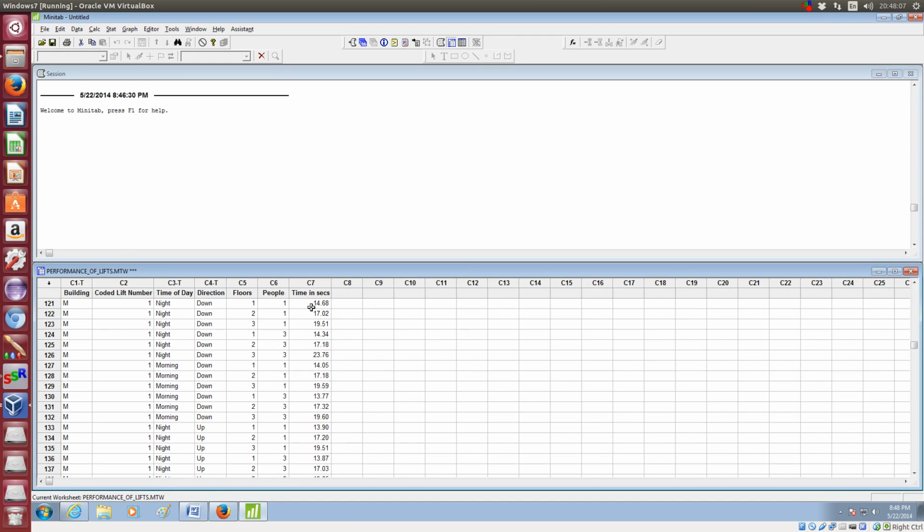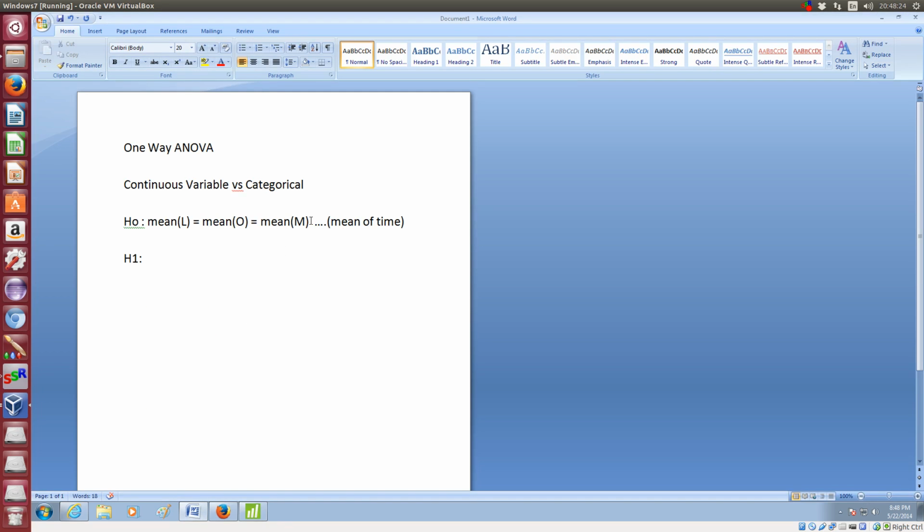So we want to see whether, if we split these into separate categories, when the building is equal to M, and the building is equal to O, and the building is equal to, oh, there's also Q there as well, and S, so there's quite a few buildings there, is the average time equal? So there's actually a lot more than what we've got here: the mean of M is equal to the mean of O is equal to the mean of Q is equal to, and dot dot dot, all the rest of the means. The alternative hypothesis is just that at least one mean is different.